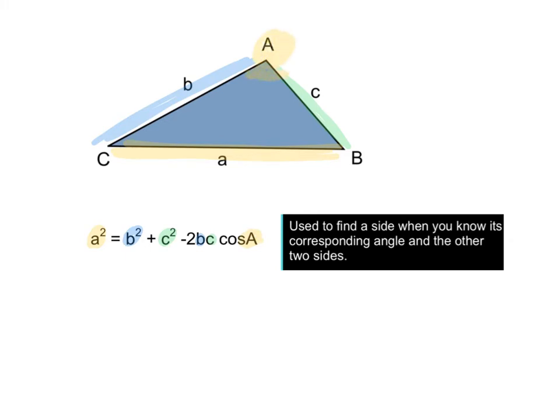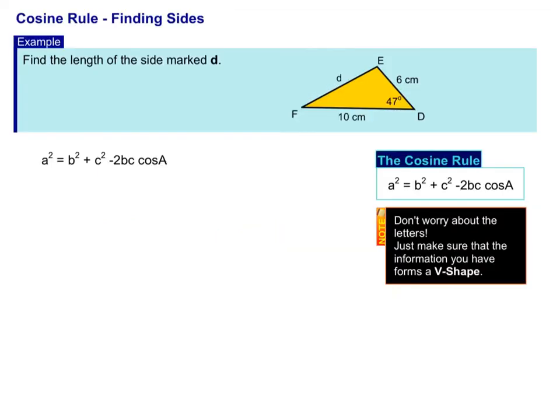So what we're looking for, to help us actually use the cosine rule, is this sort of setup: two sides and the contained angle, this sort of V shape here. Here we have a very typical problem. Find the length of the side marked d.